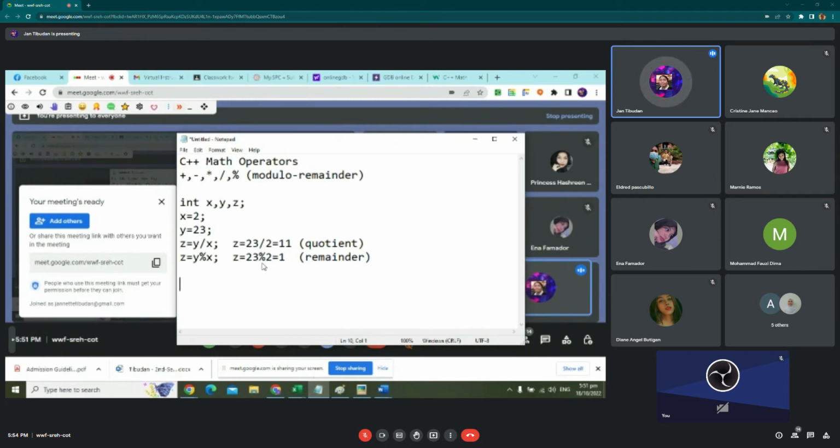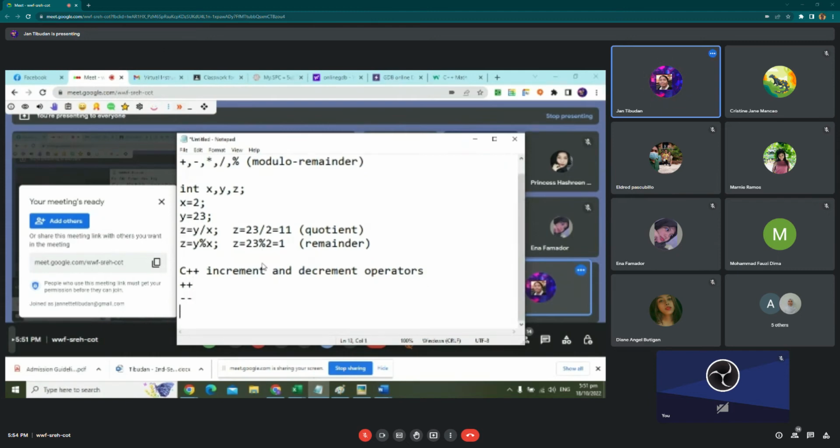Okay. So, class, these are some of the examples of the C++ math operators. Next is, what is also in C++, the increment and decrement operators. So the increment and decrement operators are as follows: plus plus and minus minus.